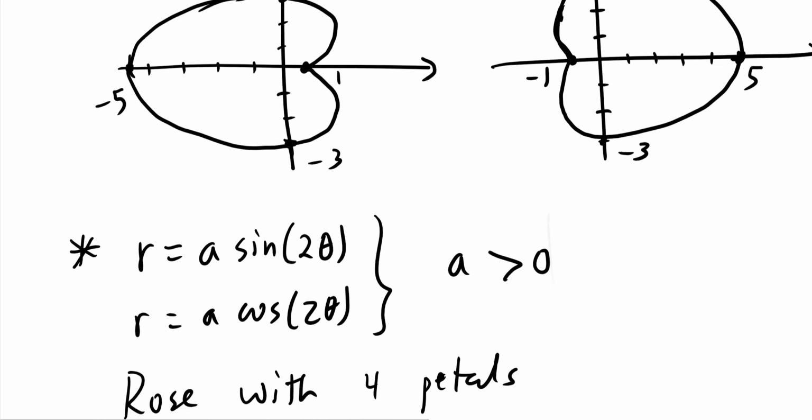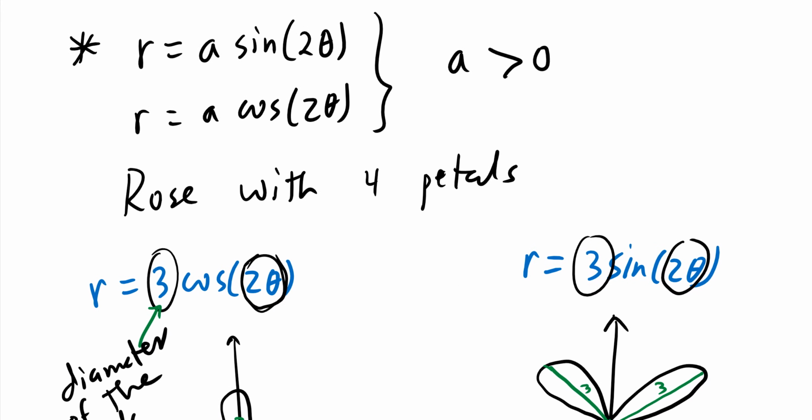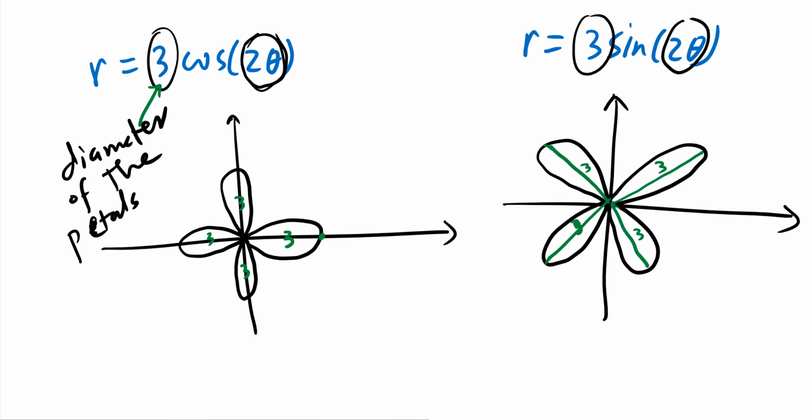And the last one is about the roses. That's when we have double angle functions, like sine 2 theta, cosine 2 theta. That will give us always 4 petals. Those, for the case of cosine, are going to be on the axes. For the case of sine, they are going to fall in the middle of each quadrant, as you can see here.